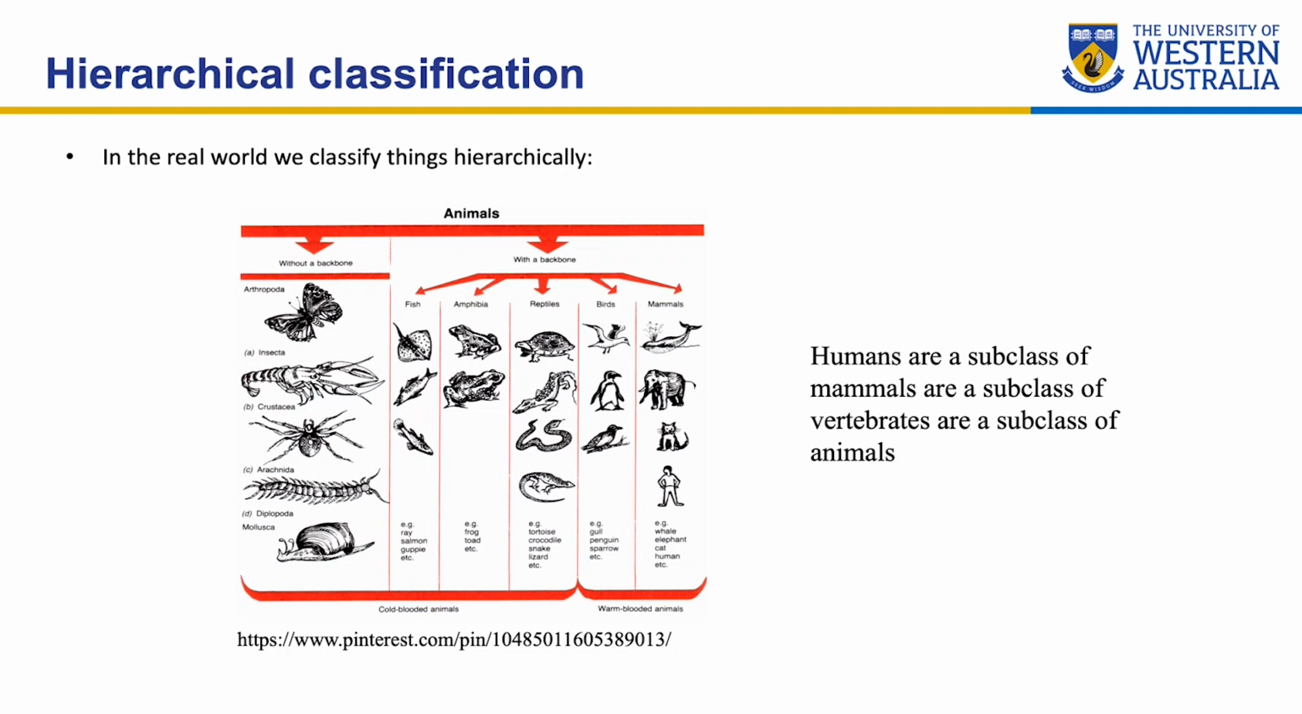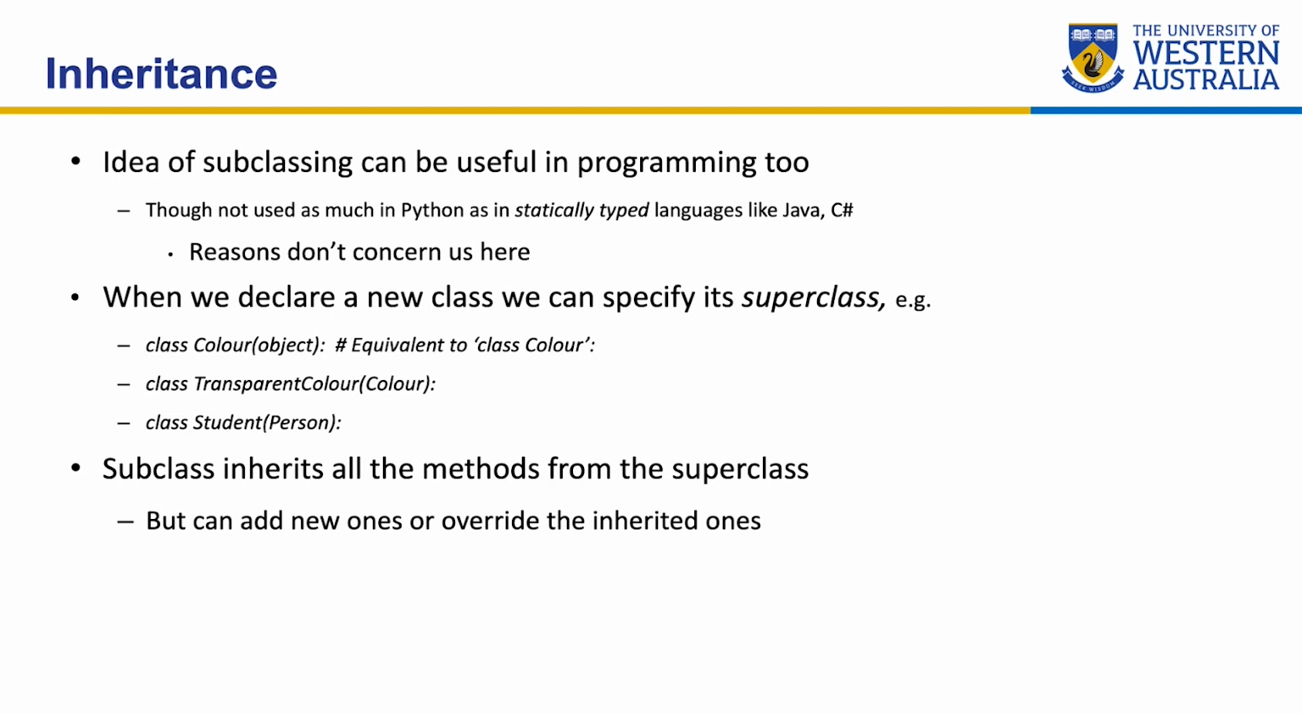So in object-oriented programming, we can also implement hierarchical classification. Why do we want to do that? Well, because if you're an animal, you're going to breed, right? But if you're a human, you can run with two feet.